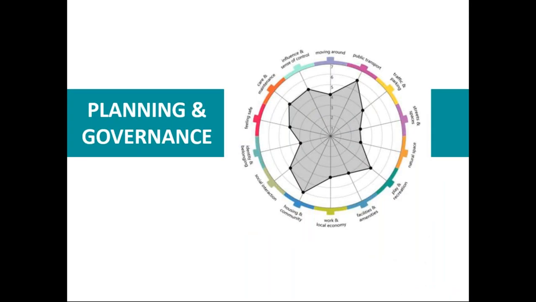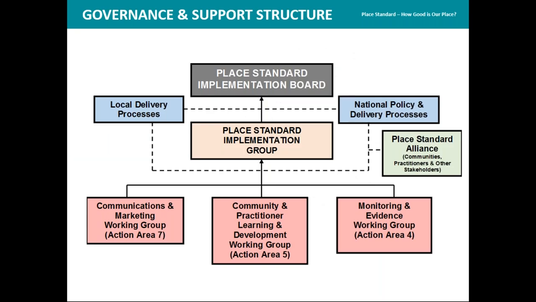But moving on to planning and governance, how do we take this simple, easy-to-use tool and roll it out at scale across the country? Well, one of the first tasks I took on was to develop an implementation plan over 3 years and also to create a structure for overseeing its delivery. So the Place Standard Implementation Board is chaired by our Chief Architect for Scotland. I chair the Place Standard Implementation Group. And there's a series of working groups that take forward big parts of our plan.